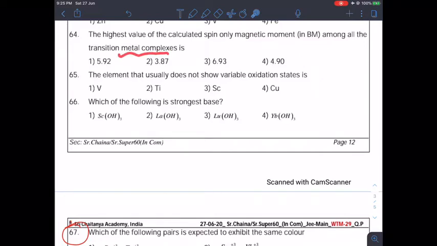Complex means when it is a compound like this, with chromium, when such types of compounds are there, we say that they are forming complexes. Anyway, in case of a complex, definitely it will be in some oxidation state.